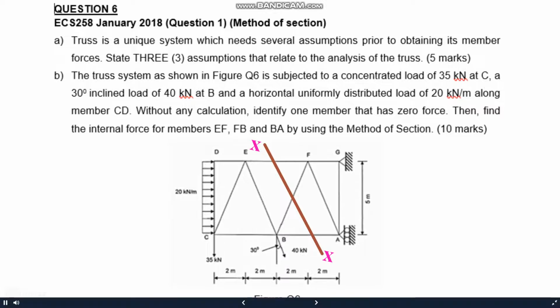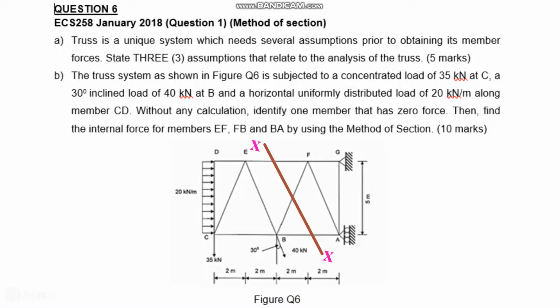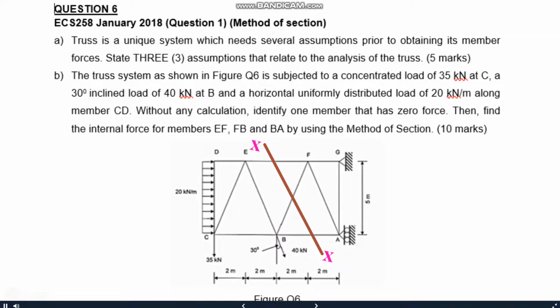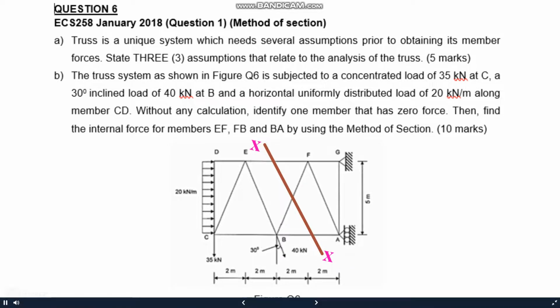In question 6B, you have to identify one member that has zero force without any calculation. But for me, I will do a calculation to find the zero force. And I cut at EF, FB, and BA using the methods of section.